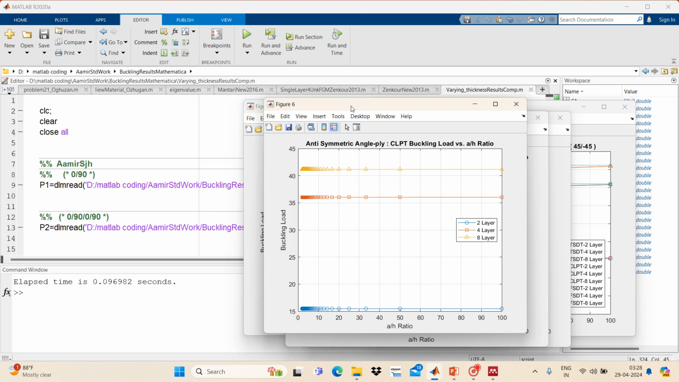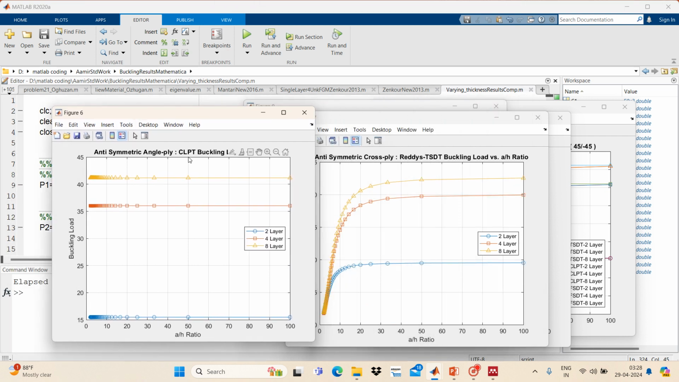Now this is also using classical plate theory, but for the anti-symmetric angle ply laminate. For 2 layer it is up to 15 or 16, then nearly 36, 37 for the 4 layer, and up to 41.16 for the 8 layer. We can also notice that in classical plate theory the buckling load does not depend upon the a by h ratio; it is constant throughout.